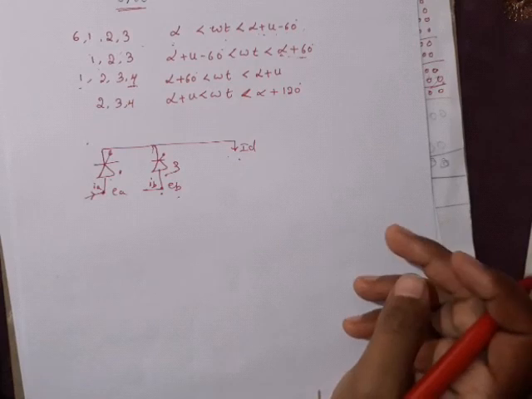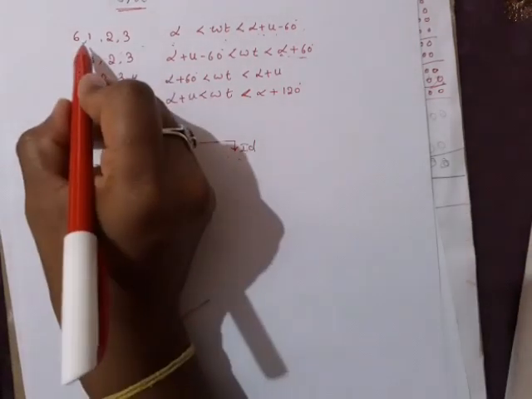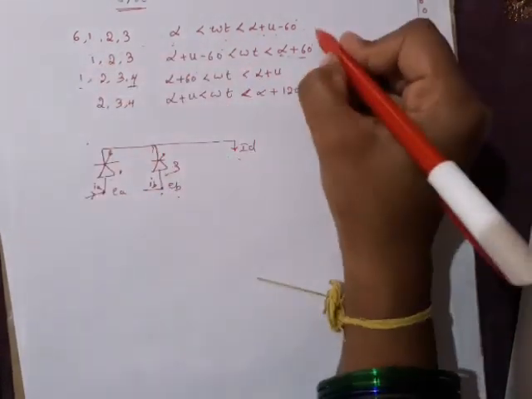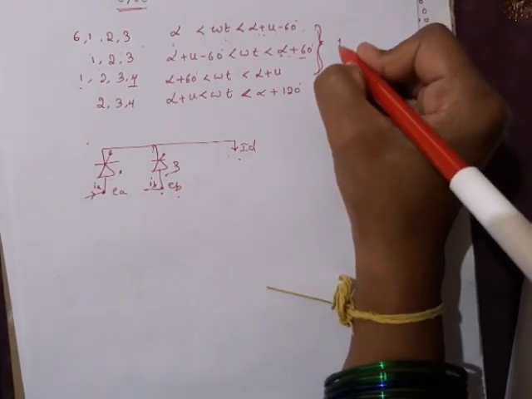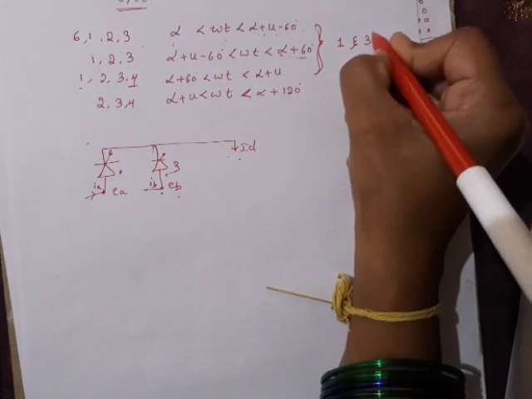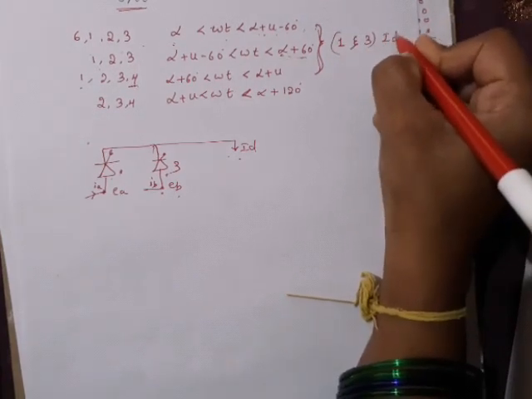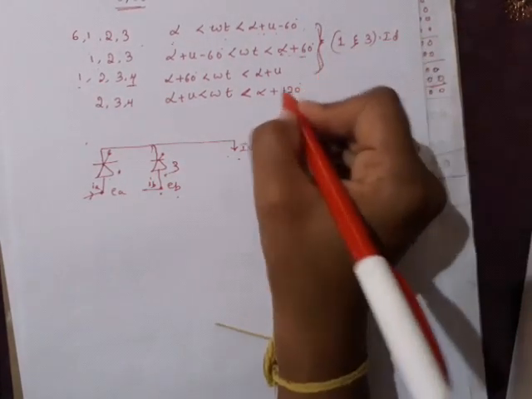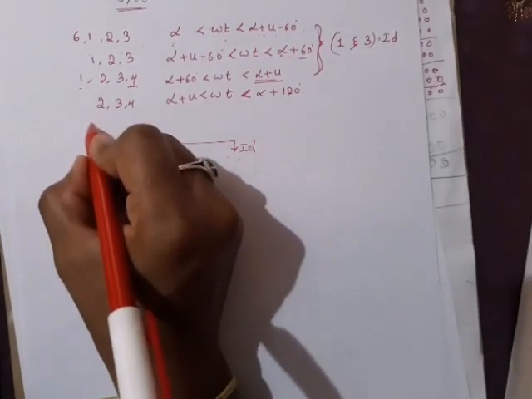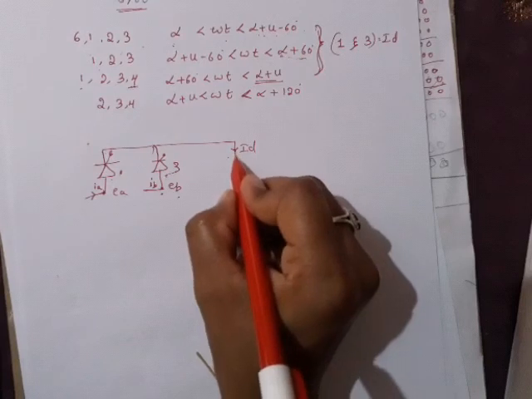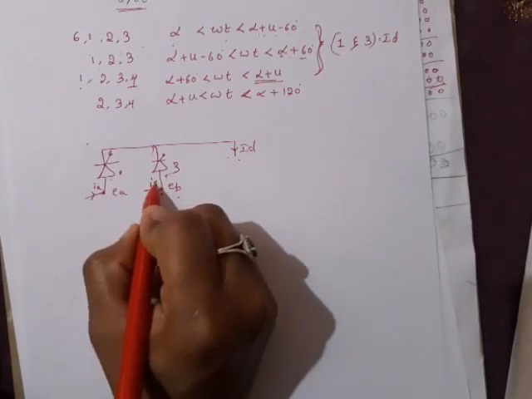That's it. So this is the analysis. Here, while number 1 is conducting during these 3 conditions, both while number 1 and while number 3 are carrying the current ID. After this period, after alpha plus u, while number 1 goes out of conduction and the complete ID current is carried by while number 3.